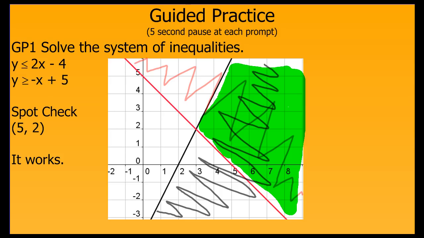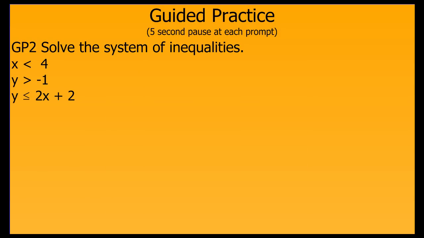Now we should pick a point in our shaded region and test it in both of our original inequalities to make sure it works. I chose the point 5, 2, but you could have chosen any point in your shaded region. 5, 2 works, so I'm reasonably confident my shaded region is correct. Let's try another one. Again, we're solving a system of inequalities. What do we do first?